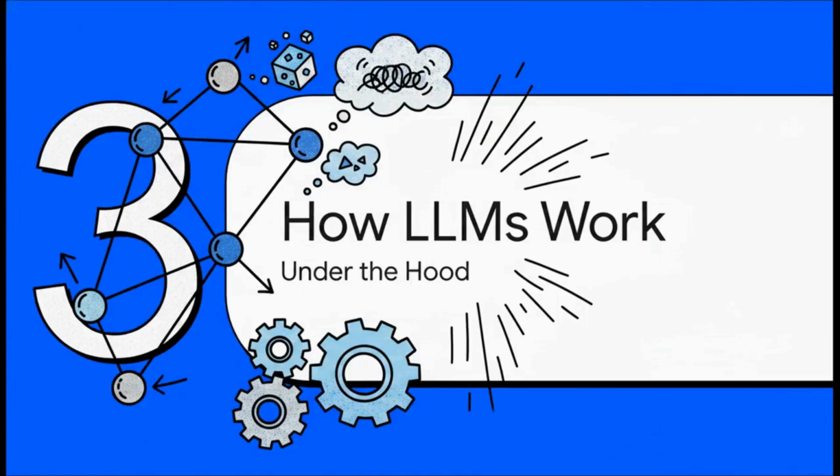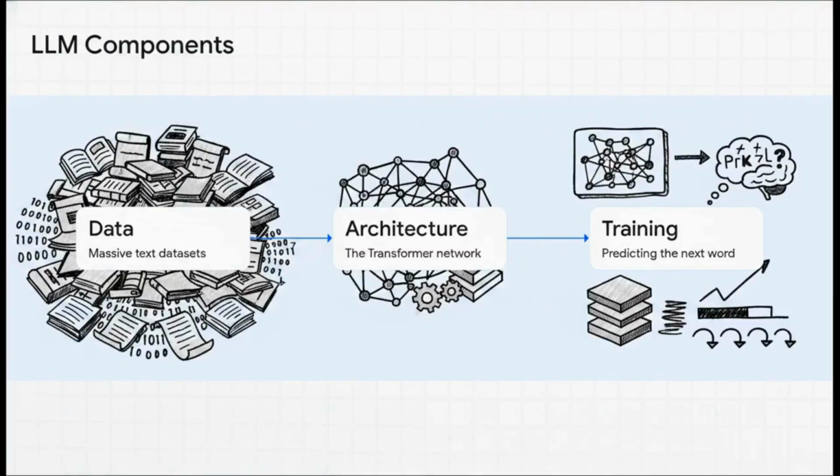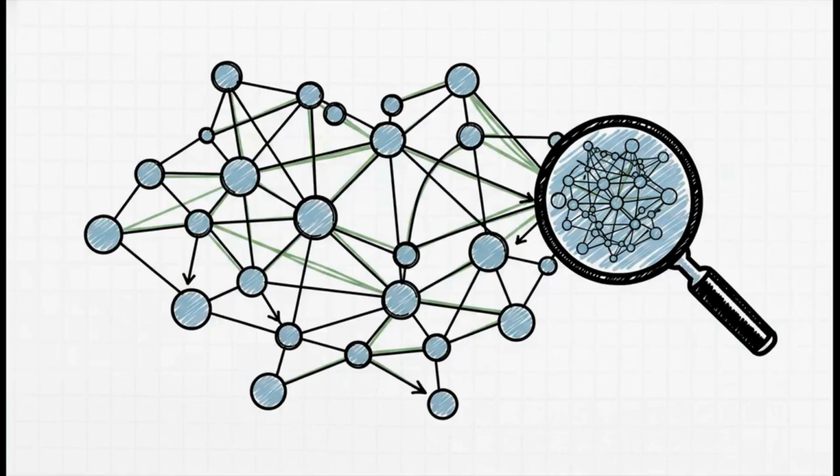All right, let's pull back the curtain. In section 3, how LLMs actually work. When you break it down, the mechanics of an LLM really rely on 3 core components working together: the data, the structural architecture, and the training process. The architecture driving models like GPT is a specific type of neural network called a transformer.